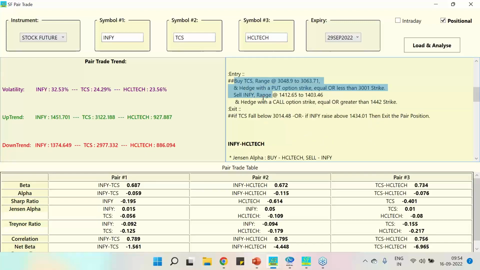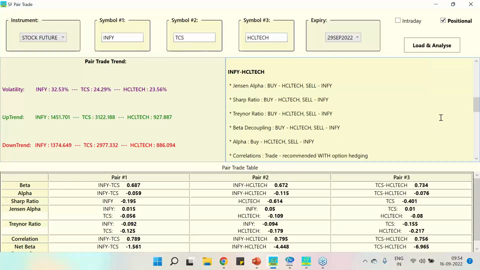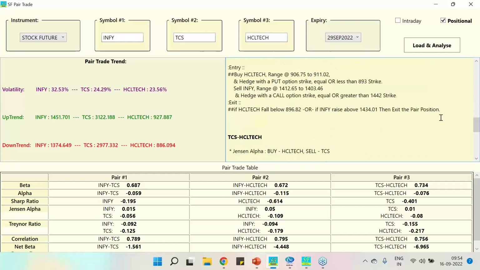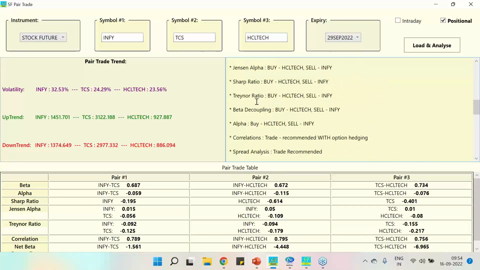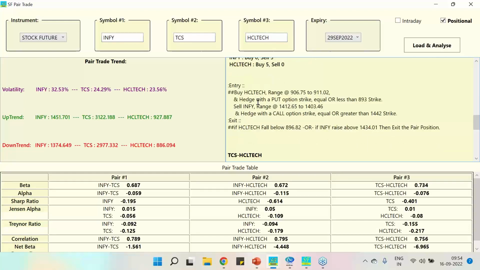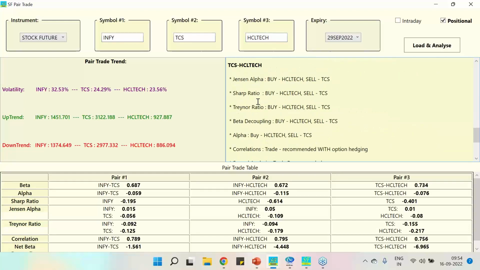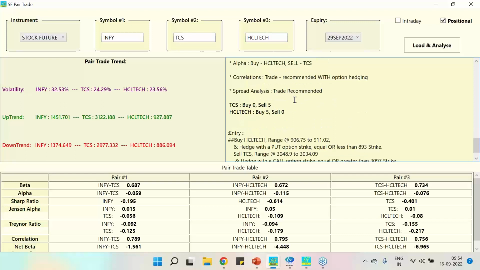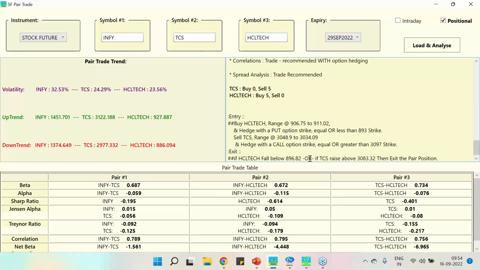So there is an entire description here. Those who have the software, if you just read these 4 or 5 lines of description, it says how to enter the trade and how to exit the trade. So it makes your trading activities very simple. Here too we have Infosys and HCL Tech. This is also an excellent pair. Now TCS and HCL Tech, this is also an excellent pair. So you can do any kind of pair trade here.